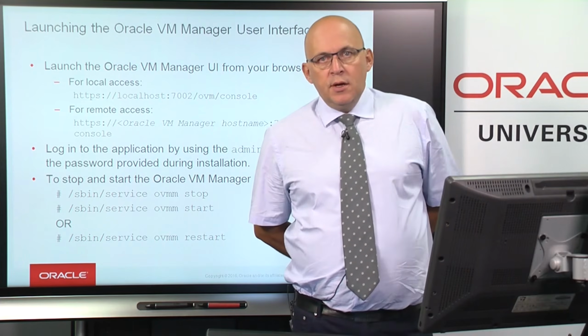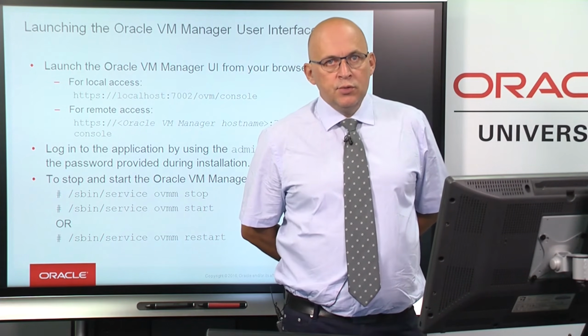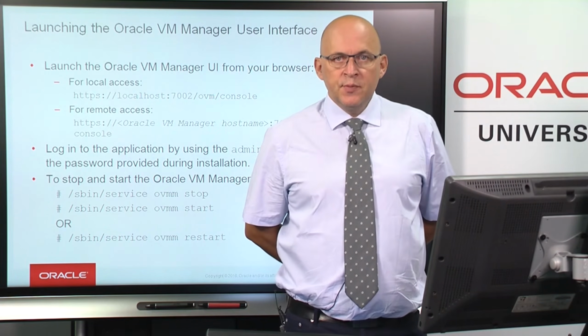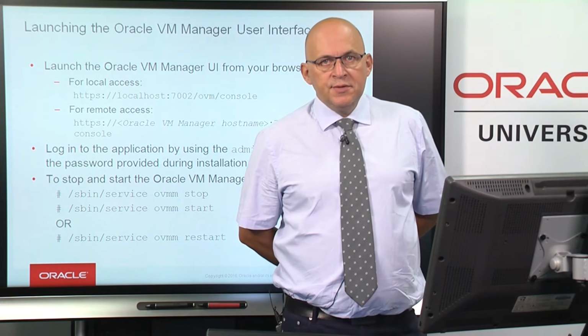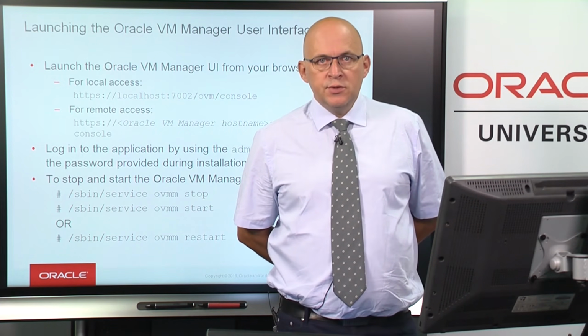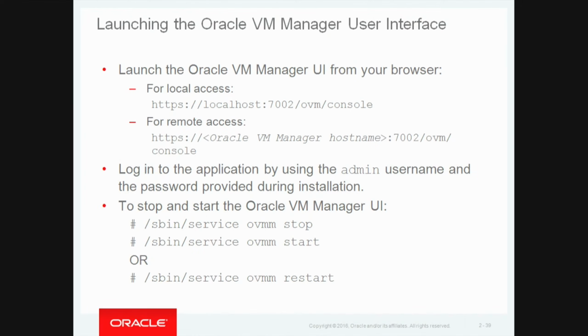So once this installation is finished, you have to log into your Oracle VM Manager user interface. Okay, so this is the first step. Remember that this is configured to run on port 7002 with HTTPS. So the URL is https://localhost:7002/ovm/console. We will run the labs and you will see how this thing is running.